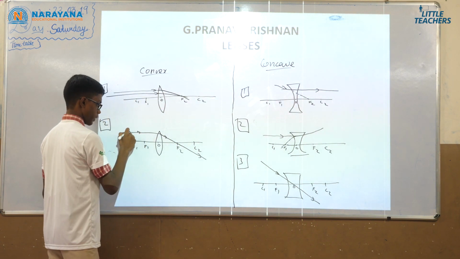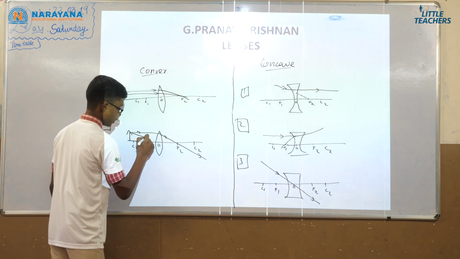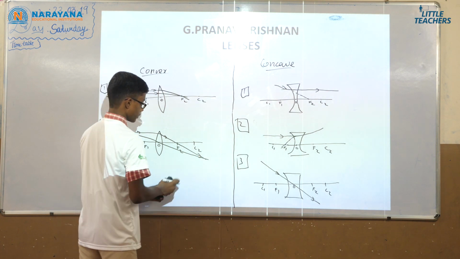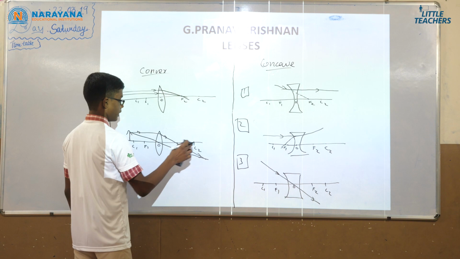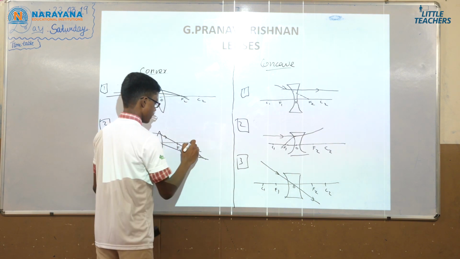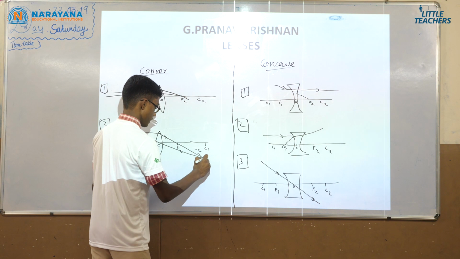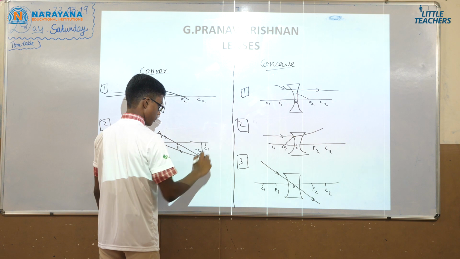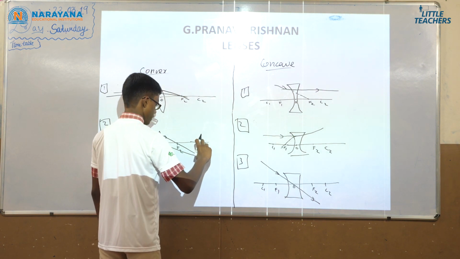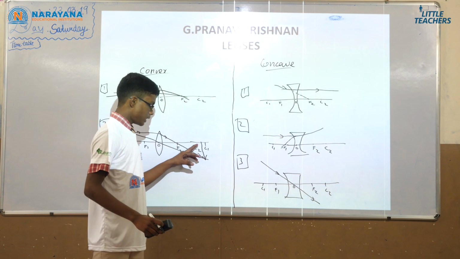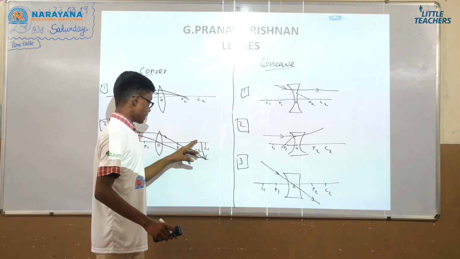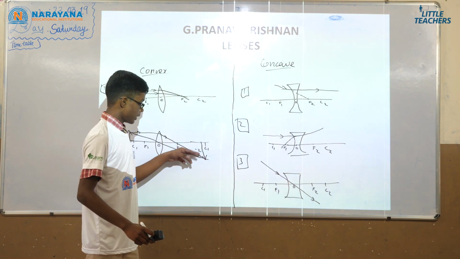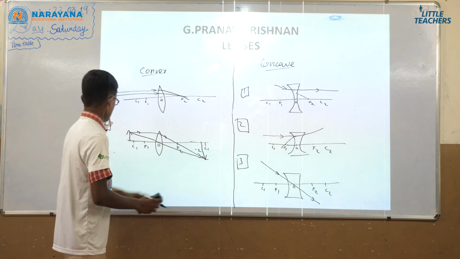Now consider another ray from the same point which is emitted towards the optical center and intersecting the other refracted ray. This point is actually said to be the place of formation of the image. So the image is formed here. Here again the image is highly diminished, and the size of the image is a bit smaller than the object size, where the nature of the image is real and inverted. So now let's go to the third type.